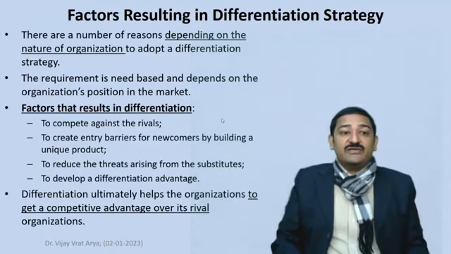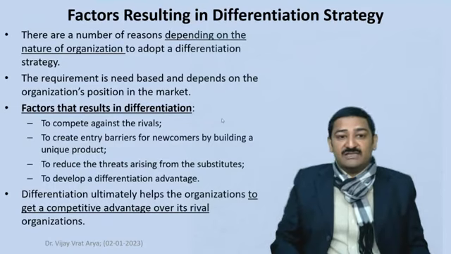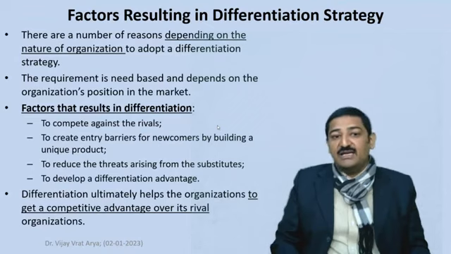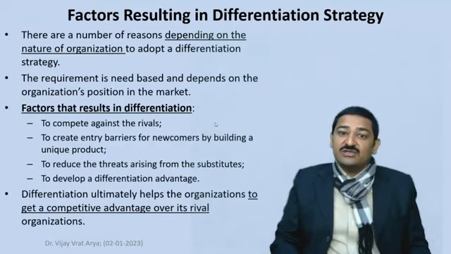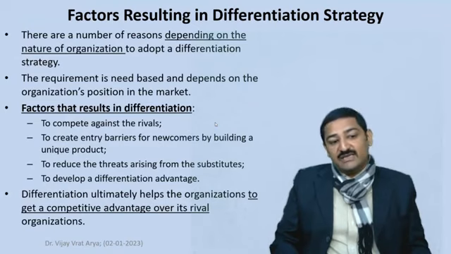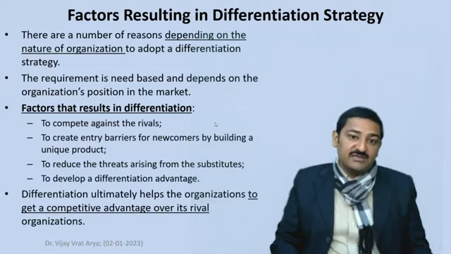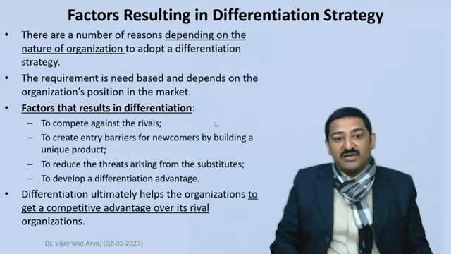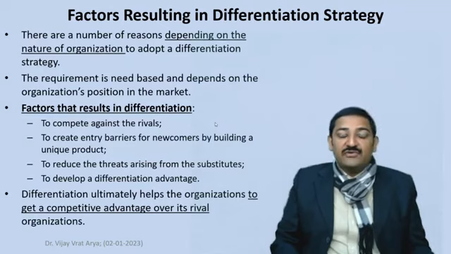Here, there may be a number of reasons which define or try to identify the differentiation strategy. In this case, the requirement is need-based, and it ultimately depends on the organization's position in the market. Therefore, differentiation ultimately helps the organization to get a competitive advantage over its rival organizations. If we consider the case of the IT sector, then the competitive advantage may be the nature of the software, or the kind of environment in fulfilling those orders. That is the kind of differentiation strategy the firm may apply.